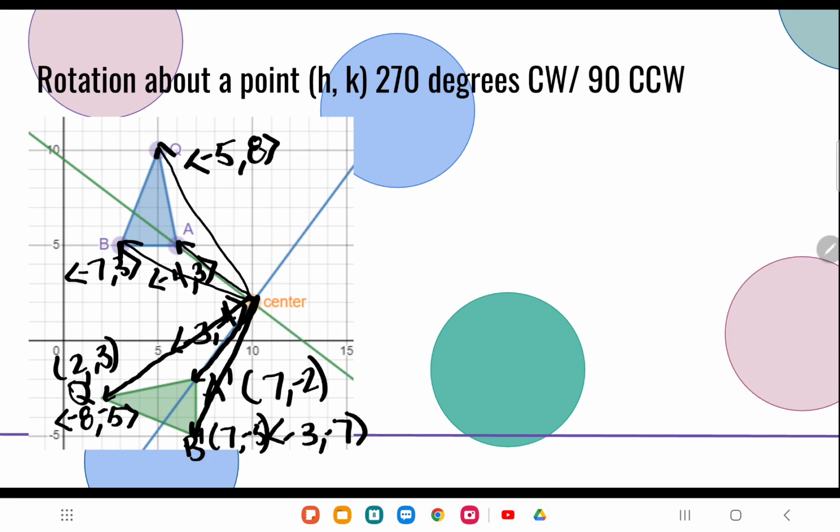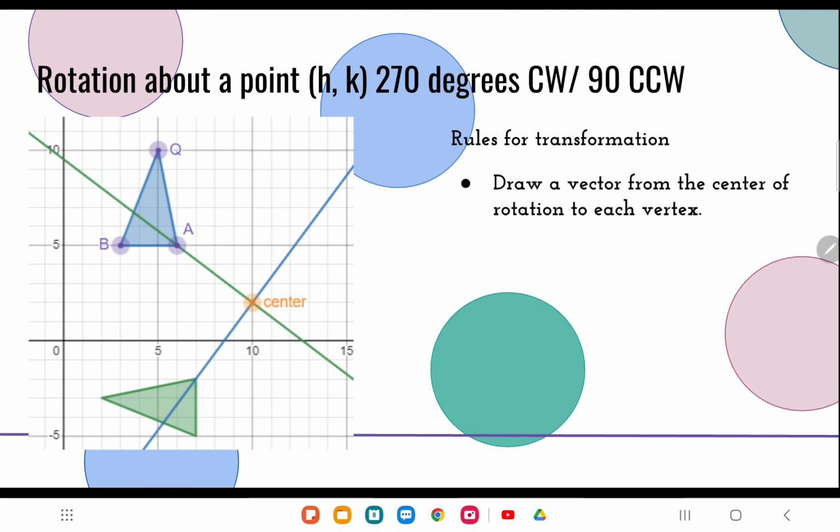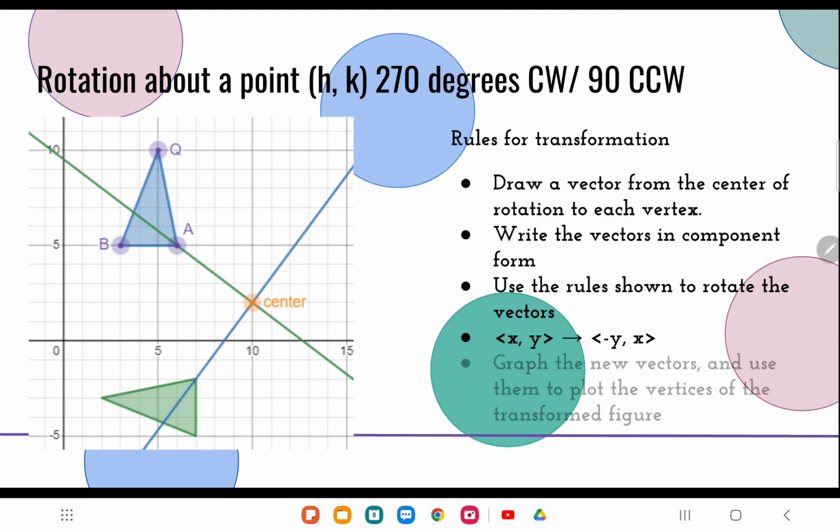So given all of that, let's review this verbally. Our rules for transformation: draw a vector from the center of rotation to each vertex on the original figure, write those vectors in component form, rotate them according to the rules for 270-degree rotation about the origin, changing the order of the components, and changing the new X component to its opposite, graph the new vectors, and use them to plot the vertices of the transformed figure. I hope this has been helpful to you in graphing rotations about any point using vectors.